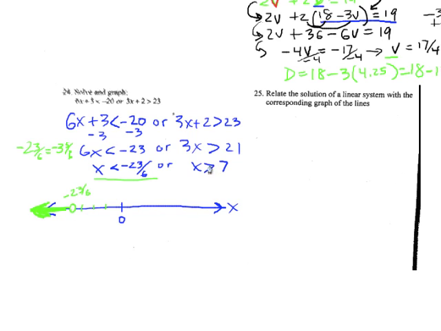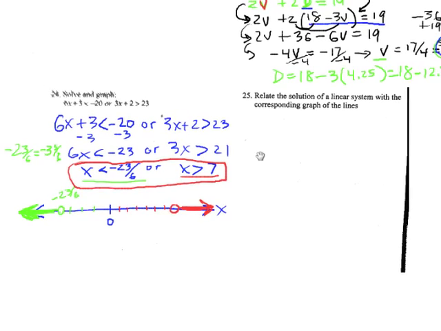That's this way. Or x is greater than 7. So 1, 2, 3, 4, 5, 6, 7. There's our 7. It's an open dot because it can't be equal. So it doesn't include that point right there, and we shade everything that way. So that's our solution. Here's our solution. And there's our graph.